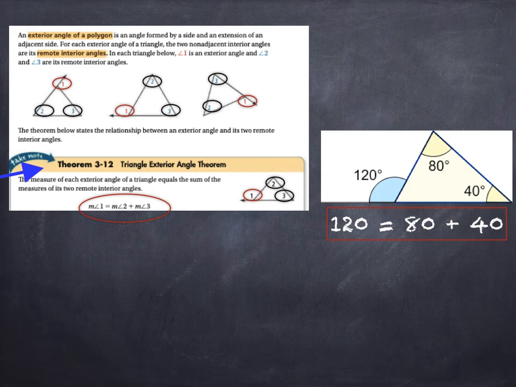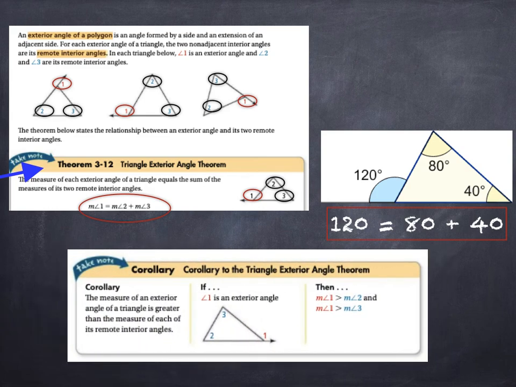From the triangle exterior angle theorem, a corollary is made. The corollary to the exterior angle theorem states that the measure of an exterior angle of a triangle is greater than the measure of each of its remote interior angles. So if angle 1 is an exterior angle, therefore we can say that the measure of angle 1 is greater than the measure of angle 2, and it is also greater than the measure of angle 3.